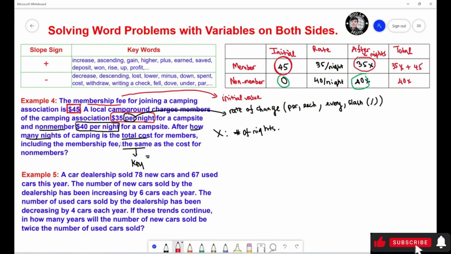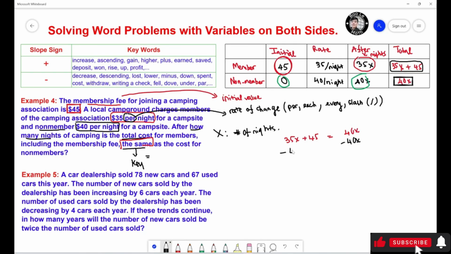Now, as I told you before, the key right here is the same, which means this and this must be the same, right? Okay, so we have the equation: 35S plus 45 equals 40S. Alright, so this has S on both sides.